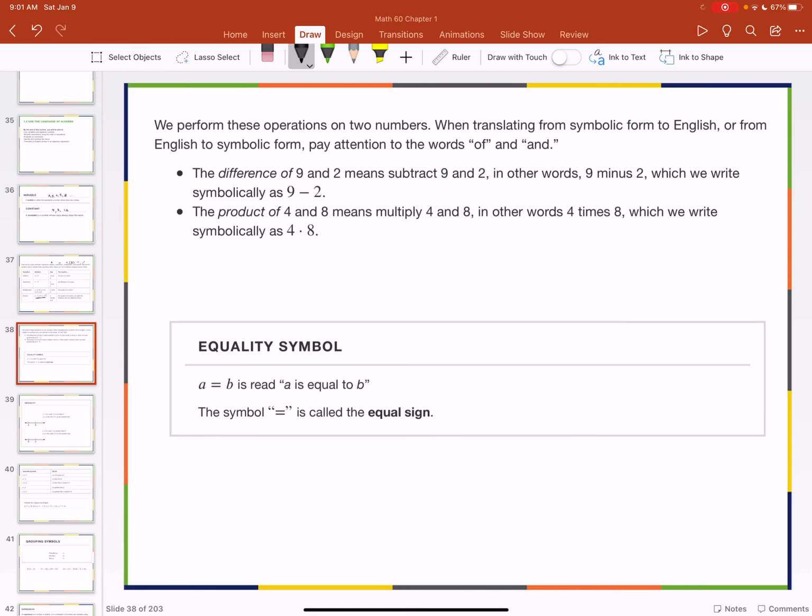Okay, so when we use these operations on 2 numbers, and when we translate from symbols to English, we need to pay attention to the words of and. So let's say, for instance, we have the difference of 9 and 2 means to subtract 9 and 2, okay? And the product of 4 and 8 means to multiply 4 and 8. All right, and then the next symbol we need to cover is the equality symbol, which is the equal sign, as we know.